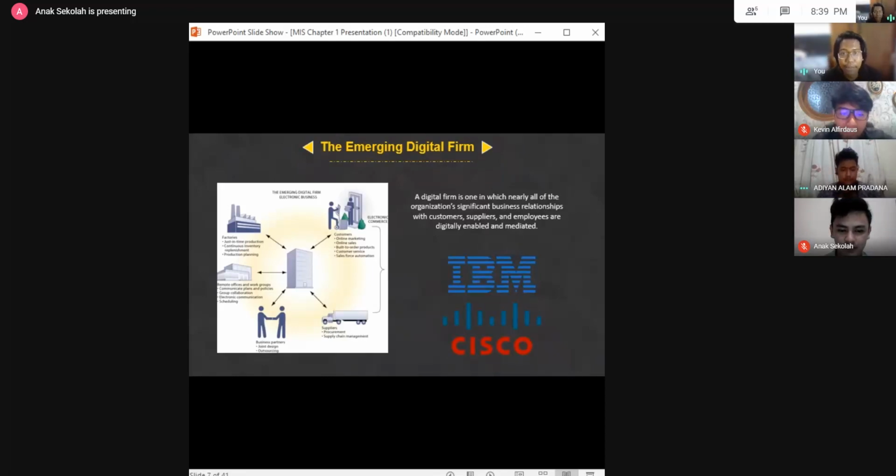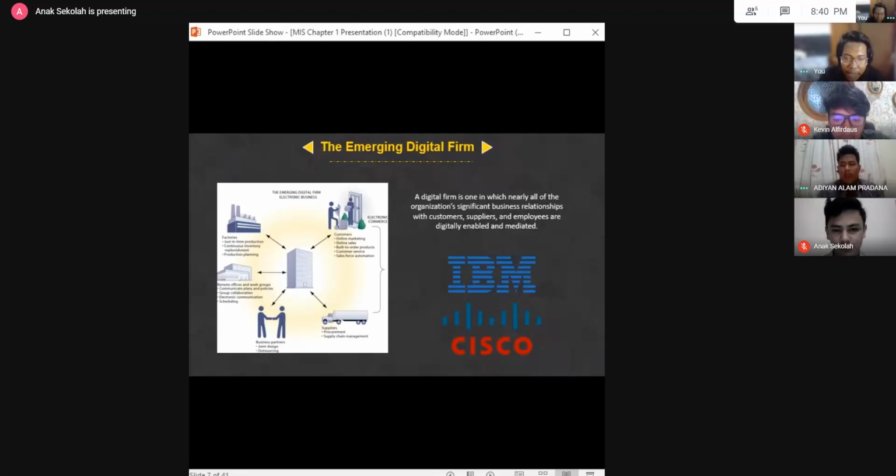A digital firm is one in which nearly all of the organization's significant business relationships with customers, suppliers, and employees are digitally enabled and mediated. Business processes refer to the set of logically related tasks and behaviors that organizations develop over time. Digital firms sense and respond to their environment far more rapidly than traditional firms, giving them more flexibility to survive in turbulent times. Digital firms offer extraordinary opportunities for more flexible global organization.